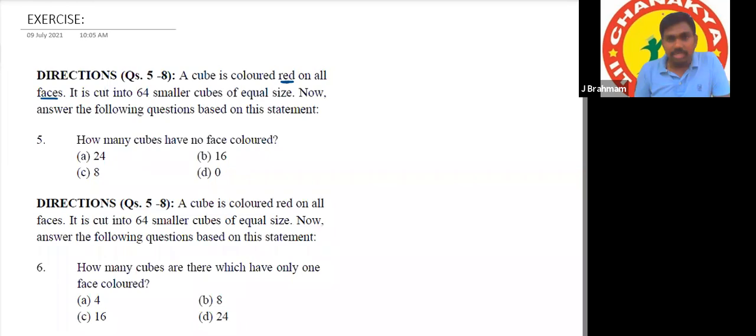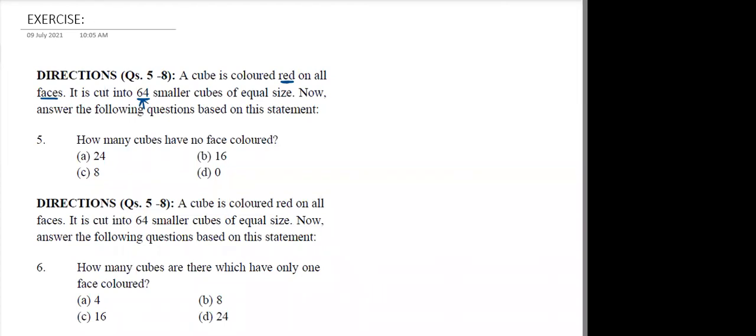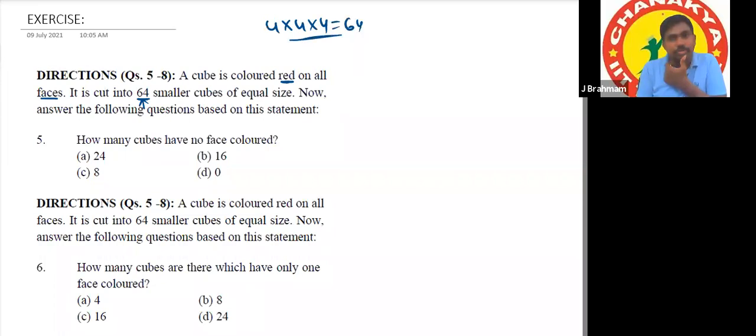A cube is colored red on all faces and is cut into 64 smaller cubes. By seeing this number, we can say on each side how many cubes there will be? 4, sir. 4 by 4 by 4 cube, because 4 by 4 by 4 gives 64. So whatever we have explained till now, that is the case only. Now answer the following questions.